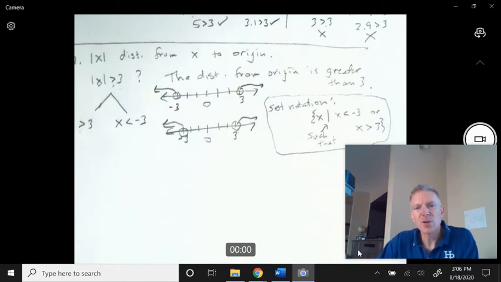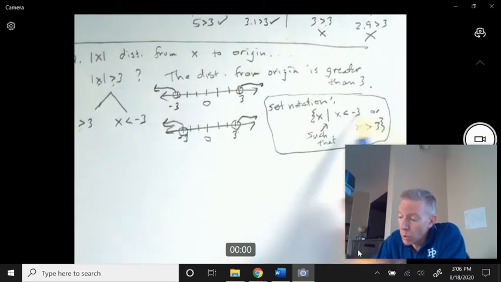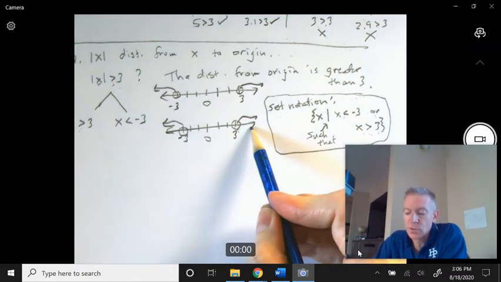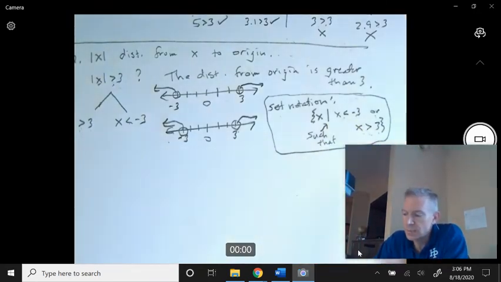Notice what we said here. We said x is less than -3 or x is greater than positive 3. We didn't say and, because there's no numbers that satisfy both of these. A number can't be both bigger than 3 and also less than negative 3. It only has to satisfy one of these two inequalities in order for this to be true.